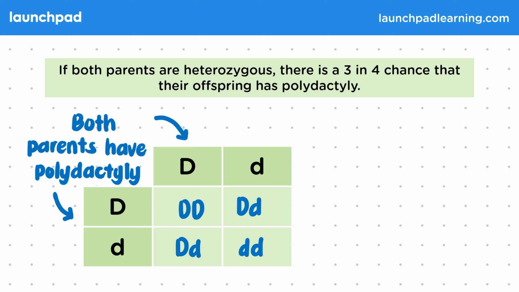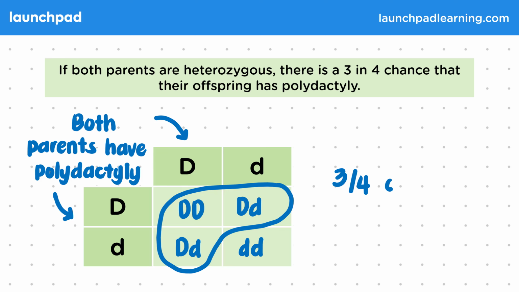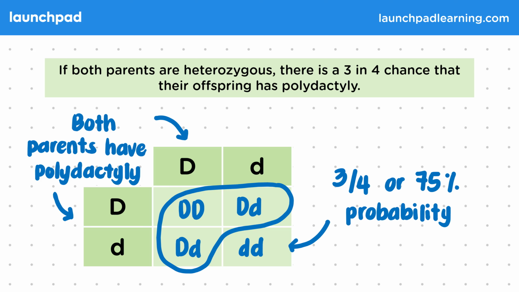So in this example of heterozygous parents, you can see that 3 out of the 4 expected genotypes for offspring have that dominant D allele. Because of this, there is a 3/4 or 75% probability that the offspring of these parents will have polydactyly. For the exam, you should be able to complete Punnett square diagrams like this one to show the probability of inheriting genetic disorders like polydactyly when given the genotypes of the parents or by using a family tree.